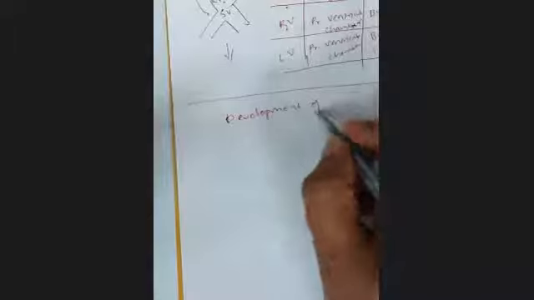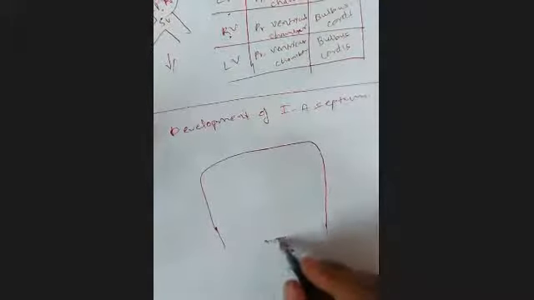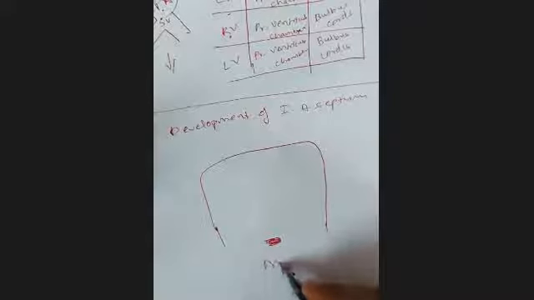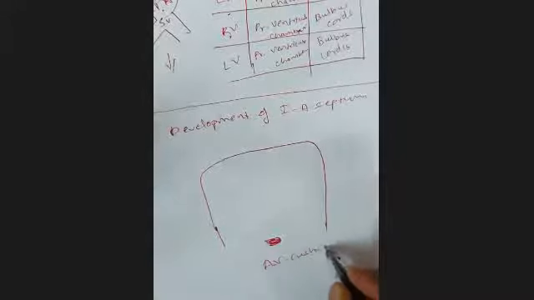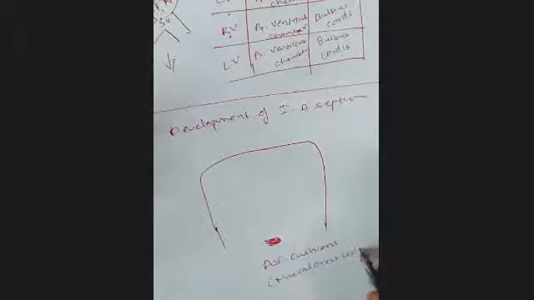the development of the interatrial septum. When we talk about the development of the interatrial septum, we draw the common atrial chamber like this, and these are the AV cushions. The interesting part about the AV cushions is that they develop from neural crest cells.